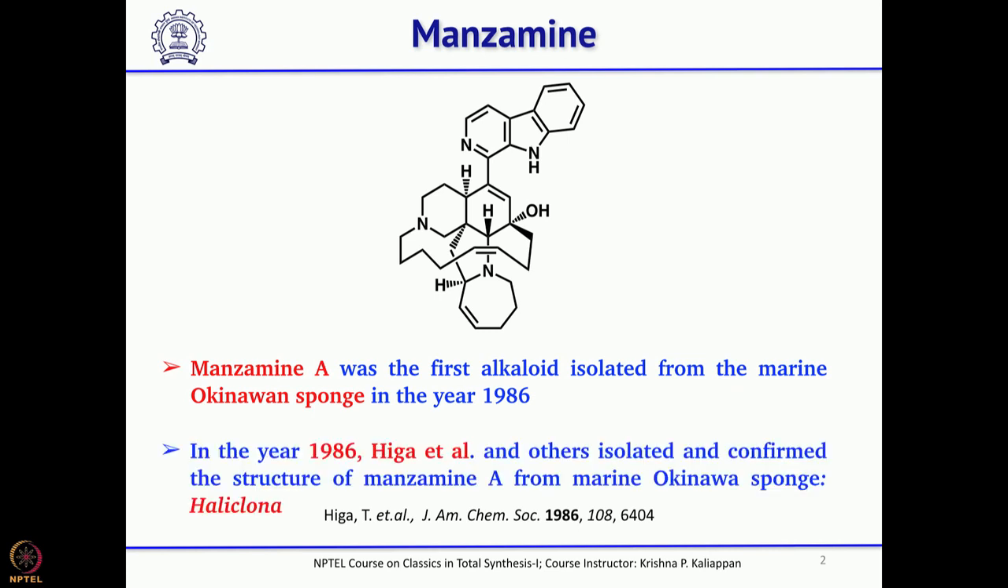From the structure, one can easily make out how many rings and how many chiral centers there are. It is quite a challenging molecule, and because of its complex molecular architecture, several groups were interested in its total synthesis. The first person to complete the total synthesis was Jeffrey Winkler, and today we will talk about the total synthesis of manzamine by Winkler's group.